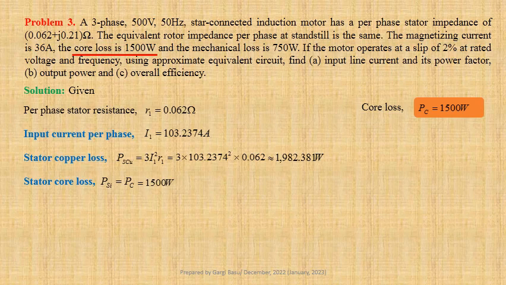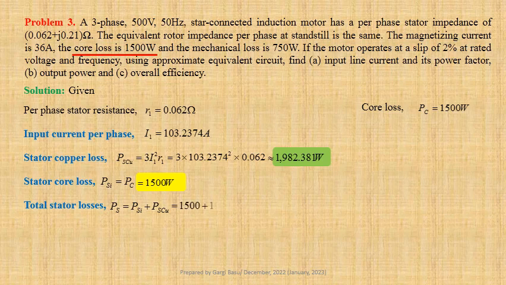Let us now determine total stator losses. PS equals PSI plus PS copper. Using values we get 1500 plus 1982.381, that is equal to 3482.381 watt.